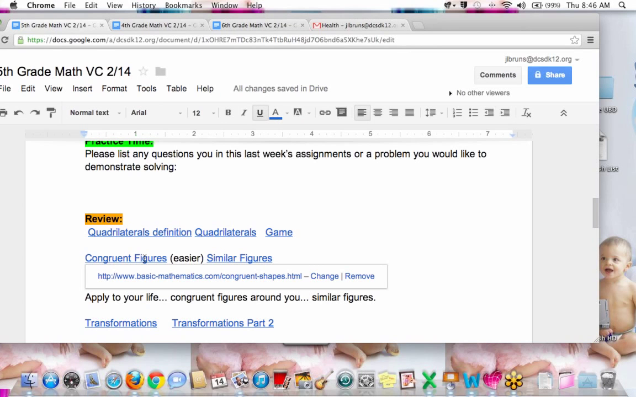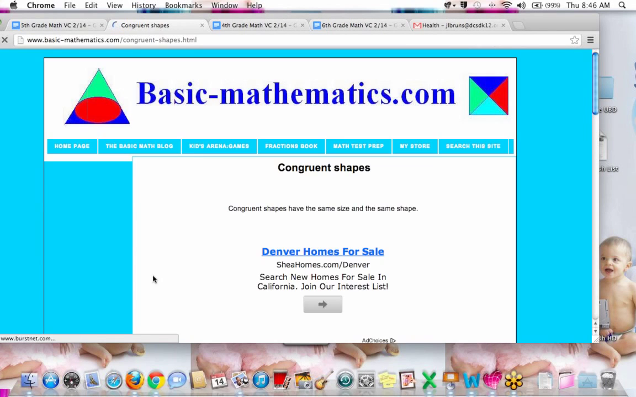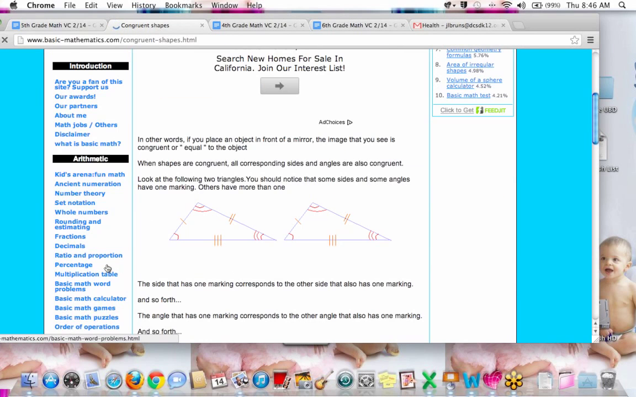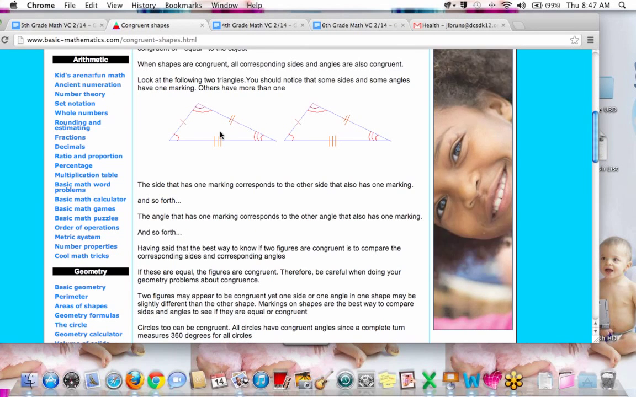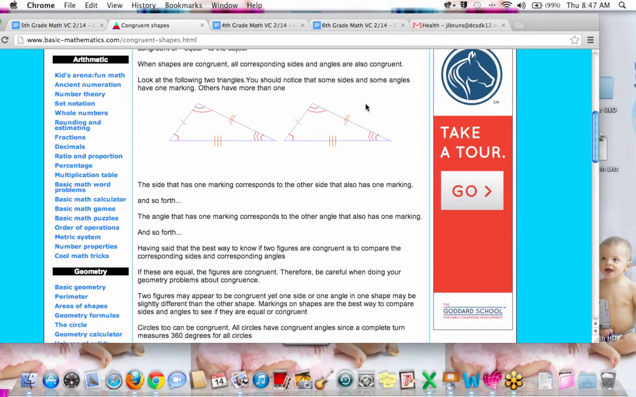So congruent figures, pretty easy, I would say. What is a congruent figure? Who can put it into words for me? Go ahead, Nicholas. It's a shape with sides with the exact same length. That's right. I know what you're trying to say. It's the exact same sides, the exact same angles, and size.